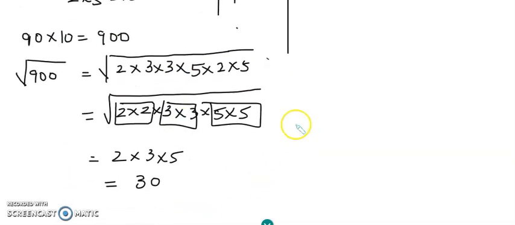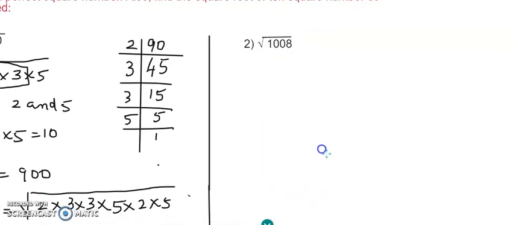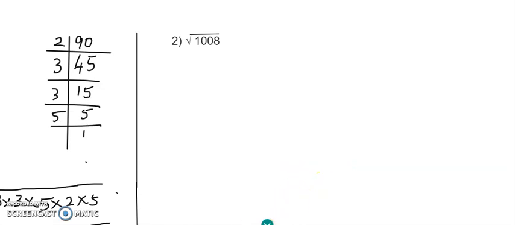Again, first we'll find the prime factorization of the given number, and then we'll figure out which number should be multiplied to make it a perfect square. So first let's find the prime factorization of 1008.